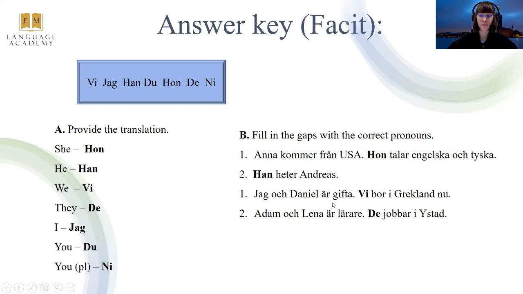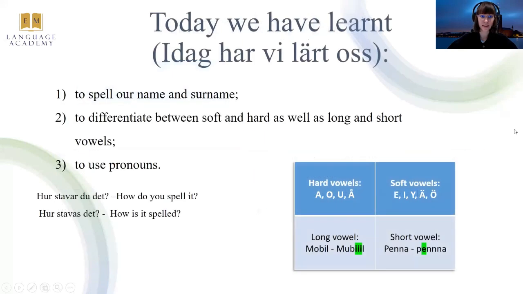Jag och Daniel är gifta. Vi bor i Grekland nu. Vi, because we have jag och Daniel. I and Daniel are married. We live in Greece right now. Grekland, Greece. Adam och Lena är lärare. De jobbar i Ystad. De, because we have Adam och Lena. Adam and Lena are teachers. En lärare is a teacher. They work in Ystad. That is it for the exercise.